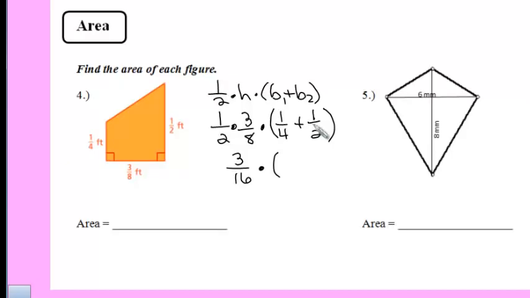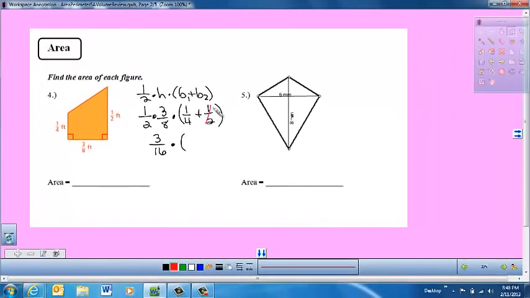Now I need to add together 1/4 plus 1/2. Well, I need a common denominator for that. So I'm actually going to change 1/2 to fourths, and that would be the same as 2/4. So now I've got 1/4 plus 2/4 is 3/4. Now I need to multiply 3/16 times 3/4. 3 times 3 is 9. 16 times 4 is 64, and this cannot be reduced at all. So the area is 9/64, and that would be in square feet because we're talking about area.